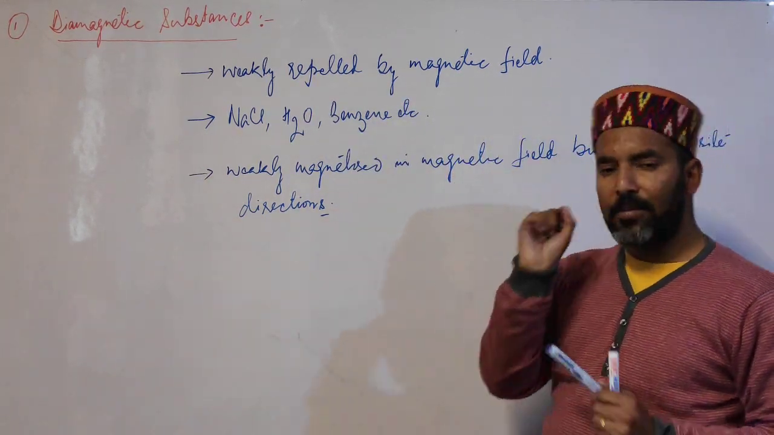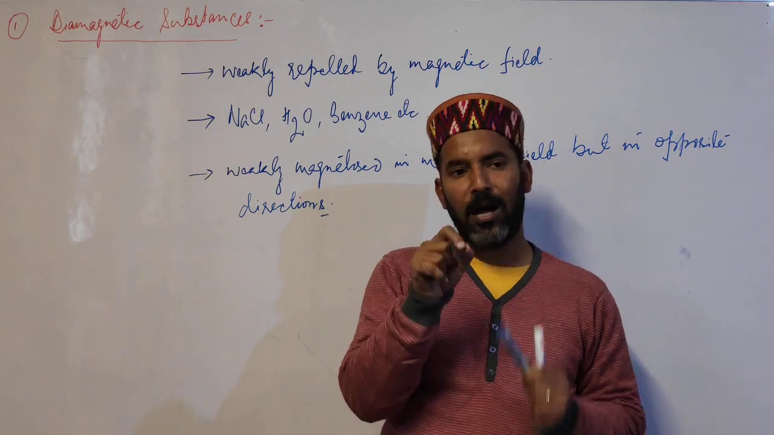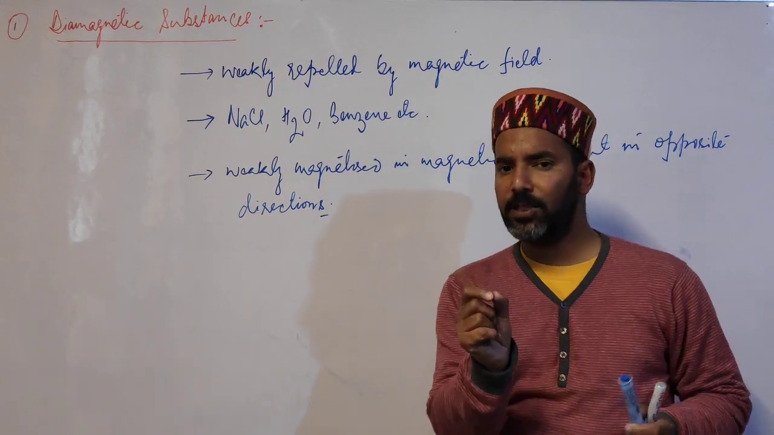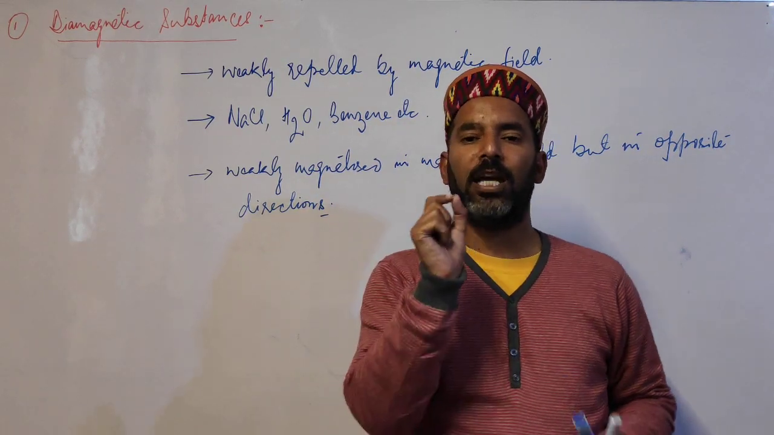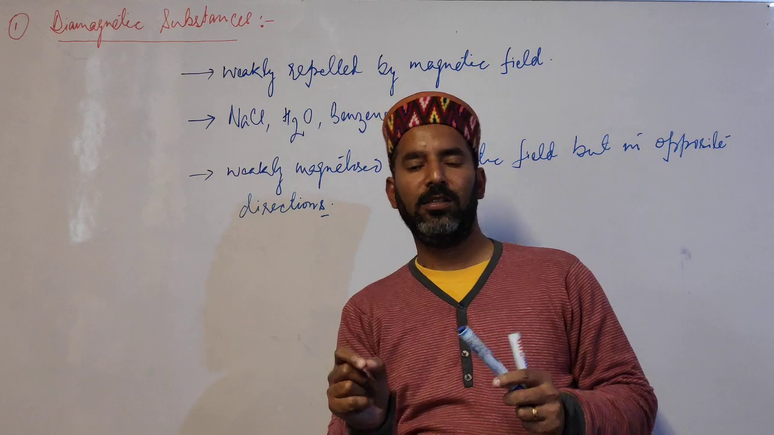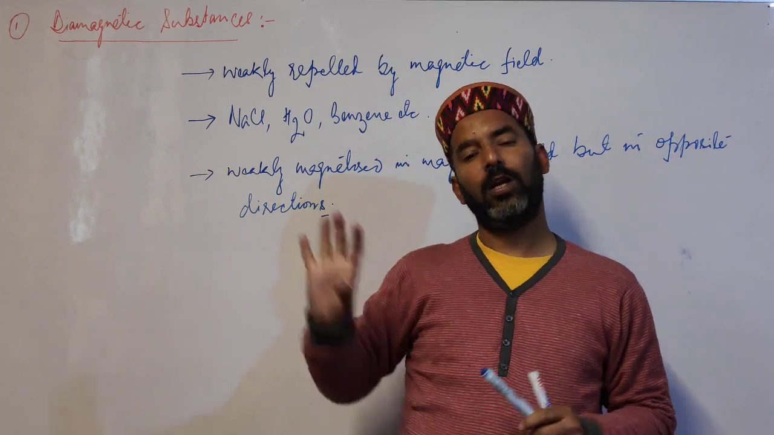Now diamagnetism in solids, how will you predict it? So students, it is very easy. Diamagnetism is shown by those substances which have all the electrons paired. Means every material in which electrons are paired will be diamagnetic.